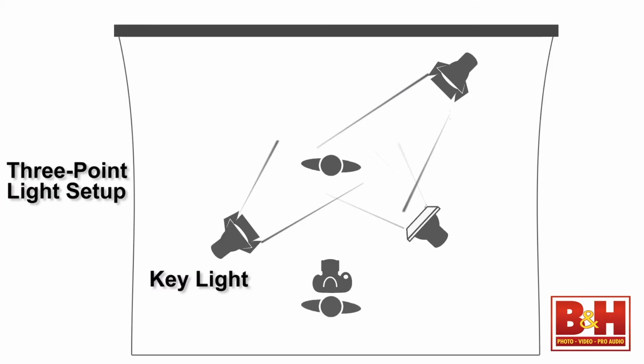One will represent a key, one will be a fill, and the third will become your backlight. The key light is usually your strongest, largest light. It provides most of the light that illuminates your subject. If you put the key light directly behind the camera, hitting your subject's face from directly in front, you're going to get a very flat, shadowless look. It's not the most flattering look.